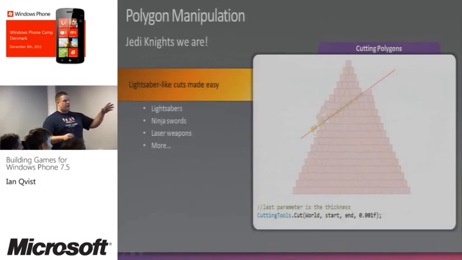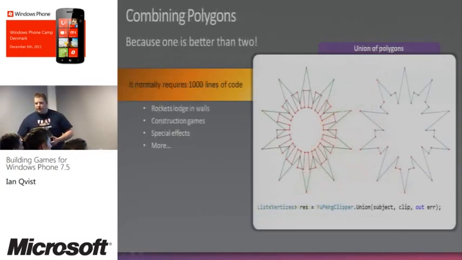But then again, we could go further than that. We can do polygon manipulation. We can cut polygons. For example, this is a laser demonstration where I've made a pyramid and then cut it in two. This is one line of code. We can go further than that, and we can take complex polygons and combine them together.